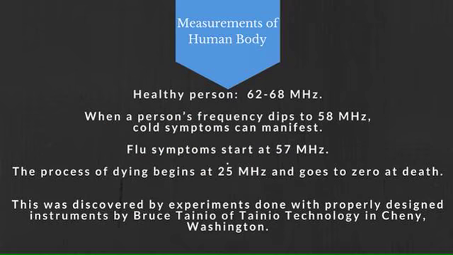All right, now we're going to talk about measurements of the human body. So a healthy person measures the frequency between 62 and 68 megahertz. When a person's frequency dips, then they'll start to show symptoms of illness. So a cold is about 58 megahertz, a flu starts to be at 57 megahertz. The process of dying will start at 25 megahertz and goes to 0 at death. So a corpse doesn't have a frequency.